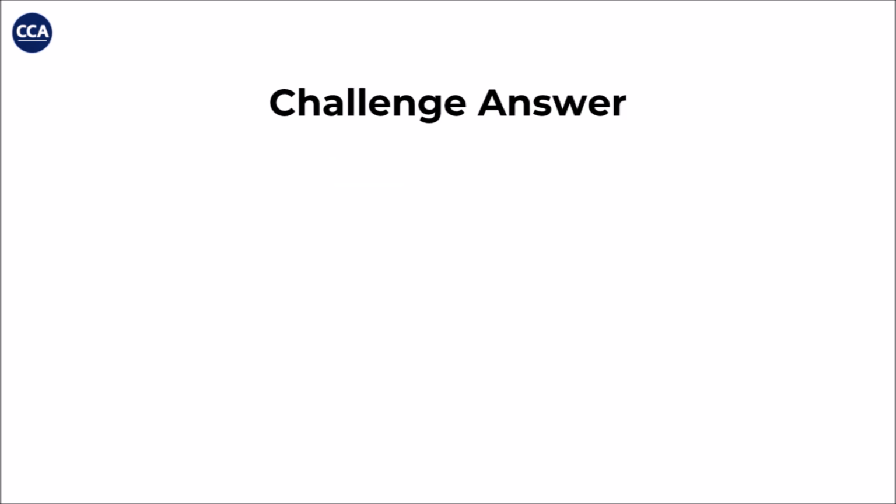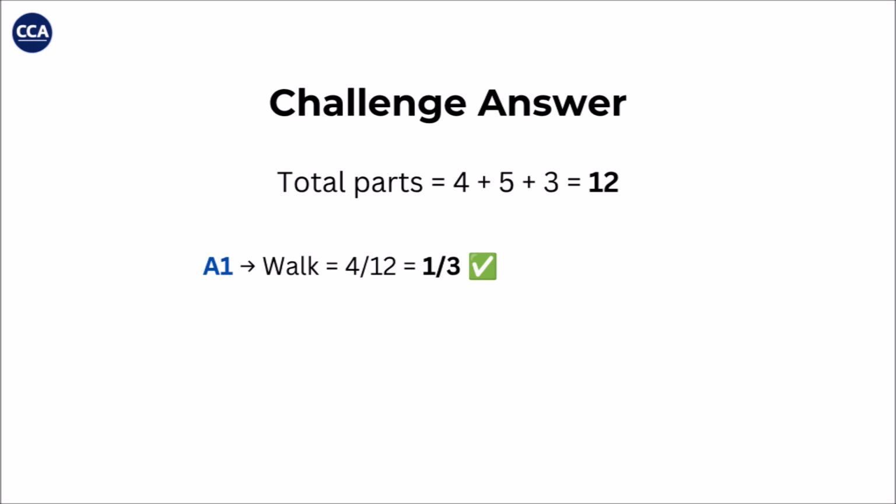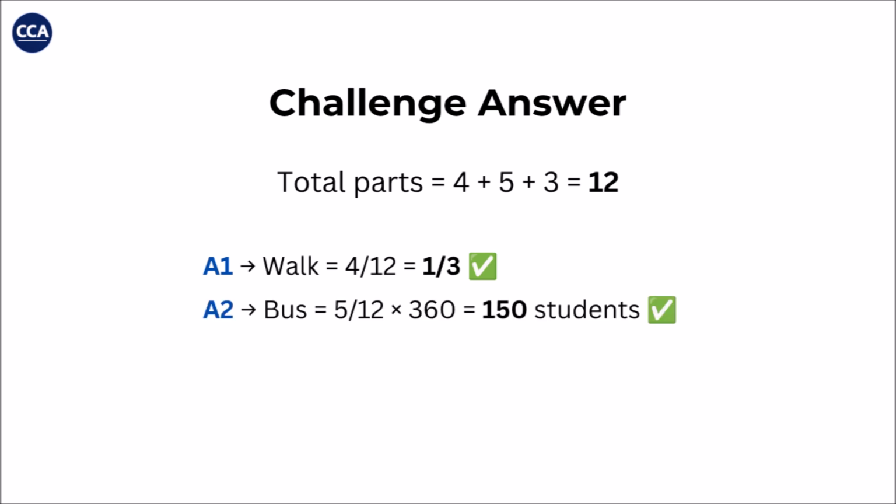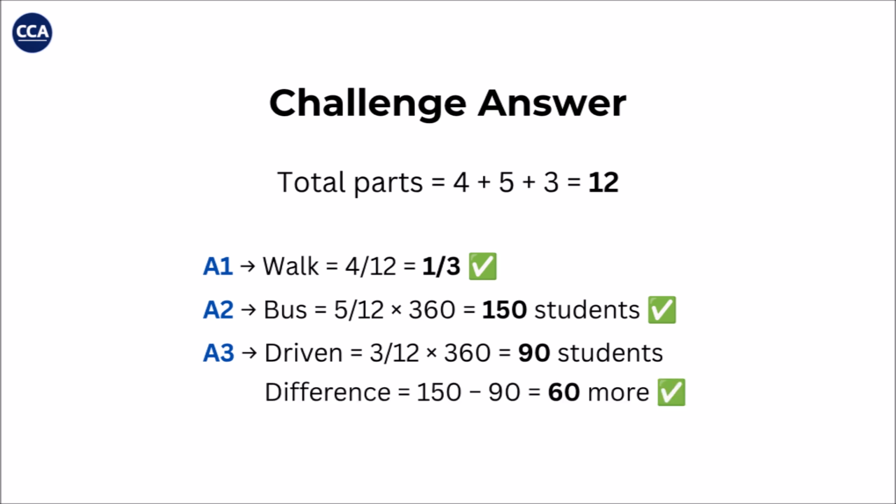Let's solve it step by step. Total parts, 4 plus 5 plus 3 equals 12. Answer 1. Fraction who walk, 4 over 12 equals 1 over 3. Answer 2. Students who take the bus, 5 over 12 multiplied by 360 equals 150 students. Answer 3. Students driven, 3 over 12 multiplied by 360 equals 90 students. Difference, 150 minus 90 equals 60 more students take the bus than are driven.